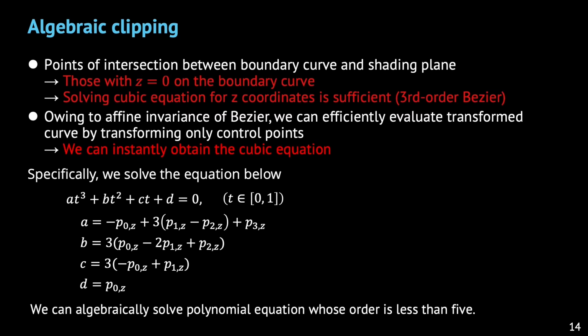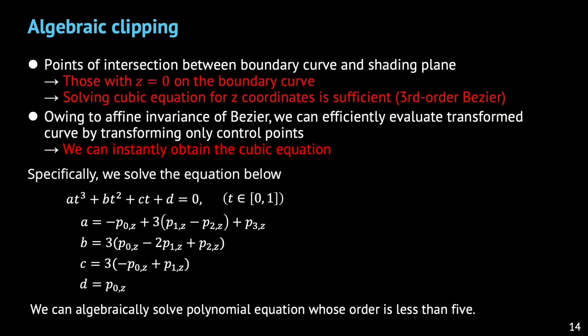Let us review a problem to find which part of the light area we need to clip. Then we find two observations shown in this slide. First, the clipping operation is equivalent to the problem of finding points of intersection between the boundary curve and the shading plane. When the z-axis corresponds to the normal direction, the z-coordinate of the point of intersection is always 0. Because the z-coordinate of a boundary curve is represented by a polynomial, we can calculate the point of intersection by solving a polynomial equation. Specifically, we will solve a cubic equation for a third-order Bézier curve.